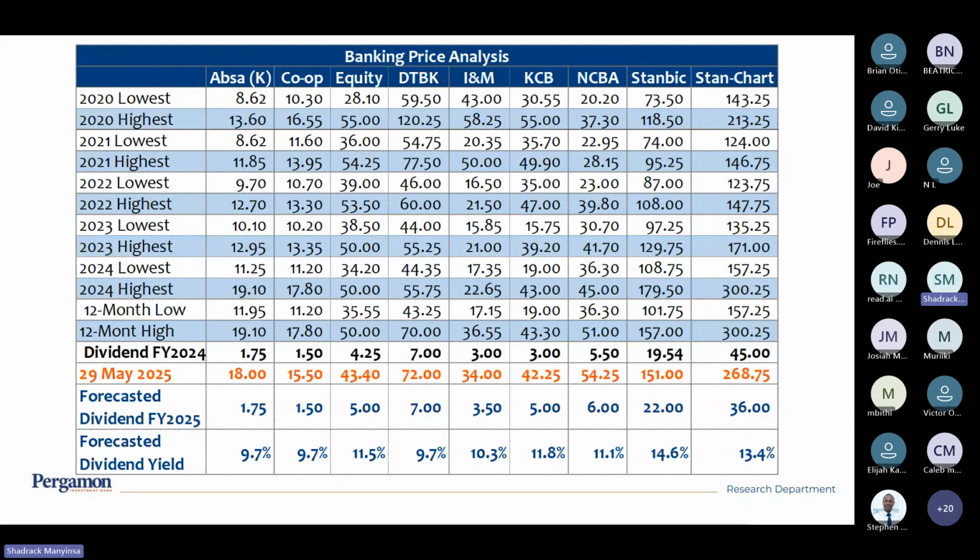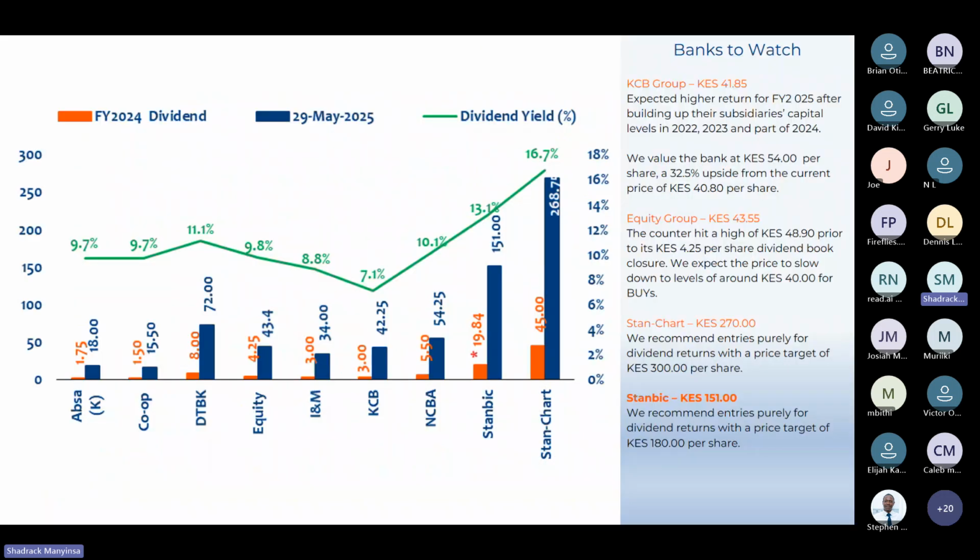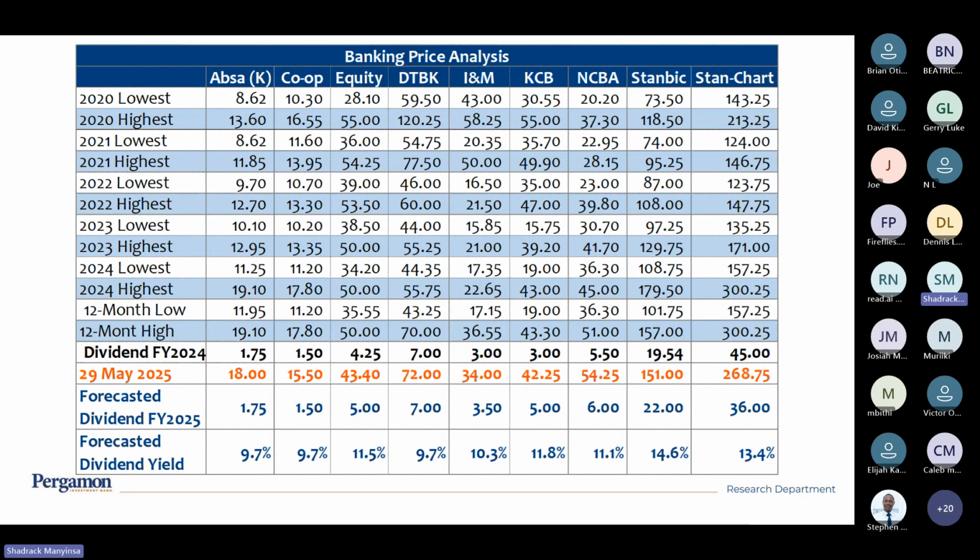That will be followed closely by KCB Bank. We expect KCB to review their dividends upward from 3 shillings, which they paid last year, which has a dividend yield of 7.1% at the current price of 42. And then that will be followed by I&M.